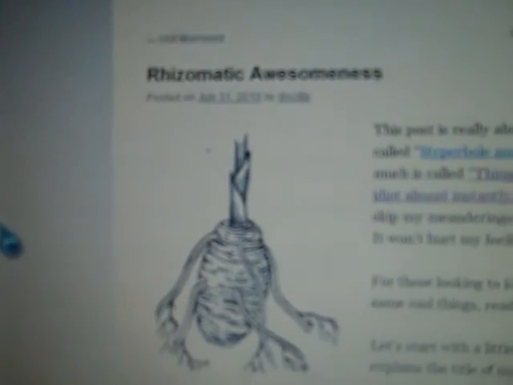Alright, so this guy's blog post, and then the Hyperbole and a Half, Mind-Blowing Wonderfulness, and Evil Beat, they're kind of off-topic and other stuff, but they're involved in this guy's rhizomatic thinking. He calls it rhizomatic awesomeness. So this is just a clear understanding of what Deleuze and Guattari are saying in this book.